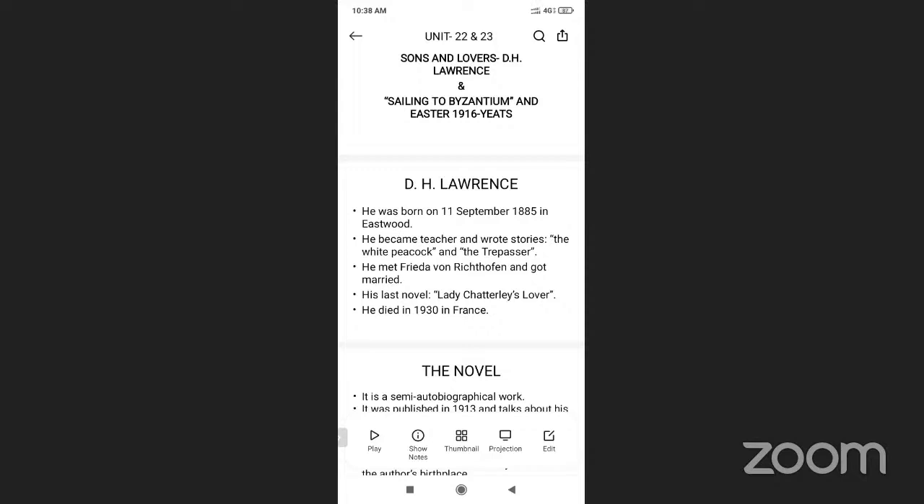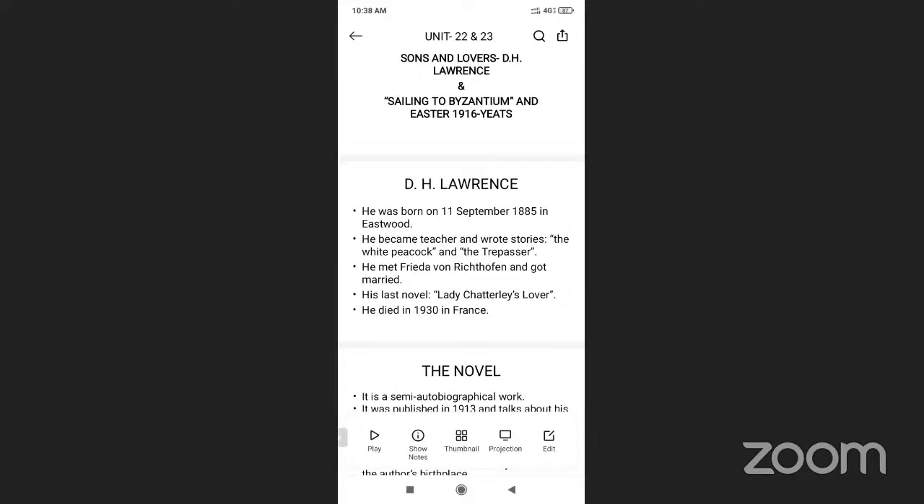Okay, so let's begin. It is unit number 22 and 23. In this unit, there are two texts from English literature from the Victorian age, that is the late 19th and early 20th century.